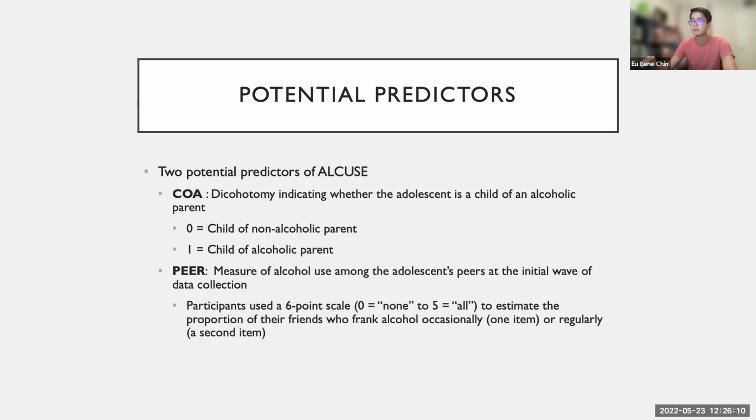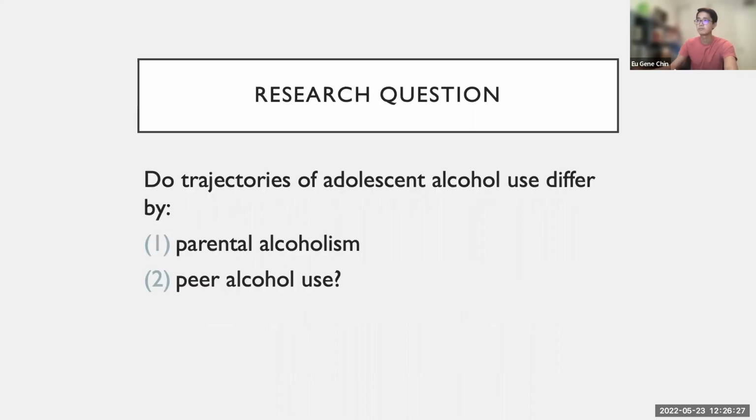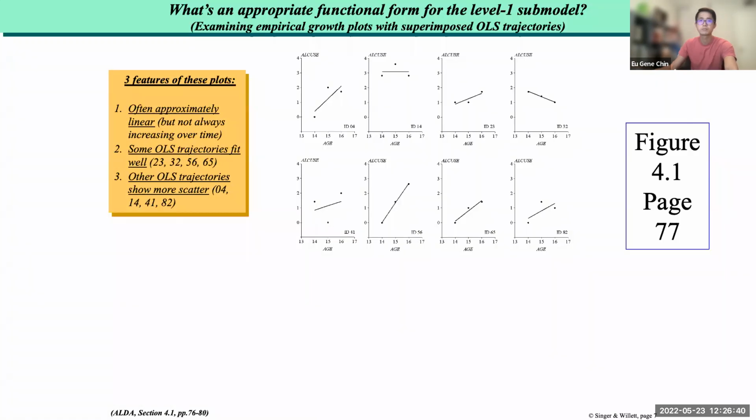And the specific measurement here is they're rating their friends' alcohol consumption on a 6-point scale, 0 meaning none, 5 meaning all, in regards to the proportion of their friends who drink alcohol either occasionally or regularly. So the research question here is basically, do the trajectories of adolescent alcohol use differ by parental alcoholism or peer alcohol use, specifically at time point 1?